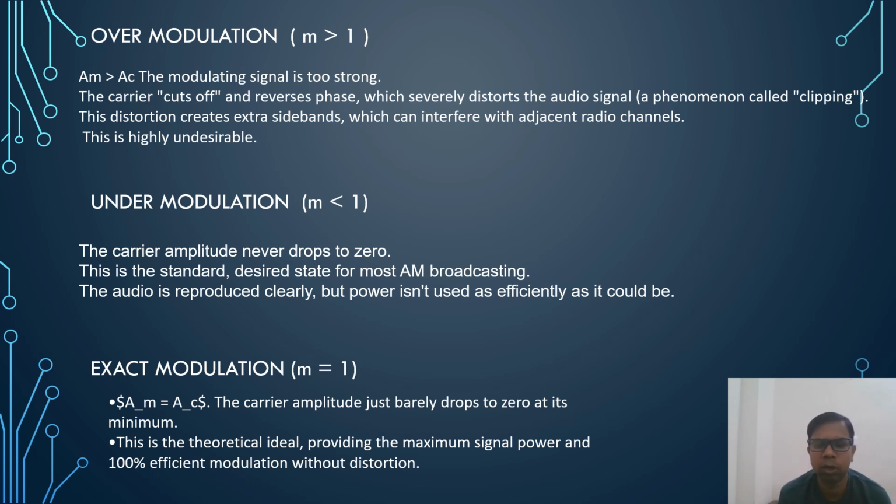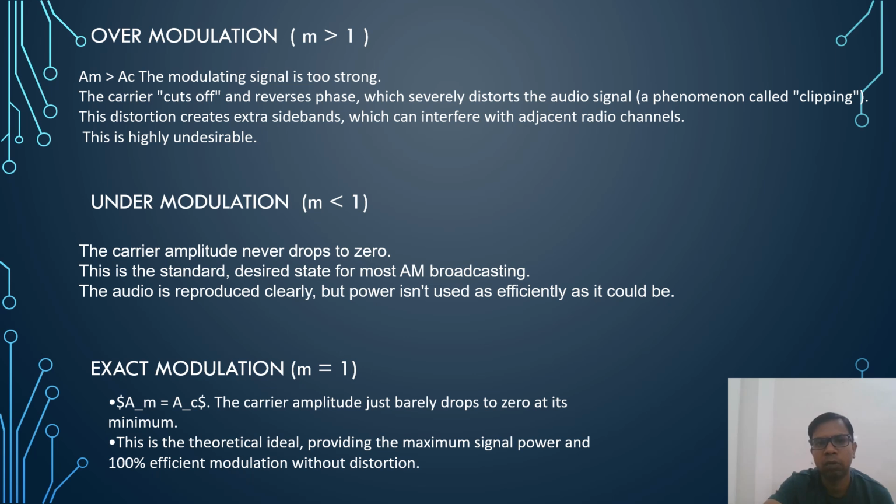Depending upon the modulation index, there are three conditions. The first one is the over modulation, the second one is the under modulation, and the last one is the exact modulation. It depends upon the value of M, as you can see in the slide. When M is greater than 1, this is the case of over modulation, when M is less than 1, this is the case of under modulation, and when M is equal to 1, this is the case of exact modulation.